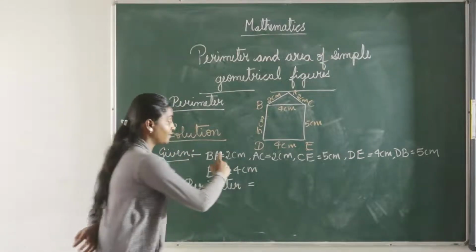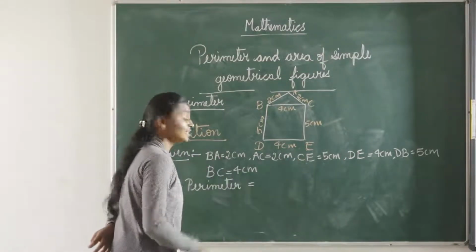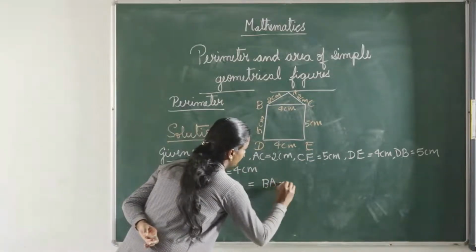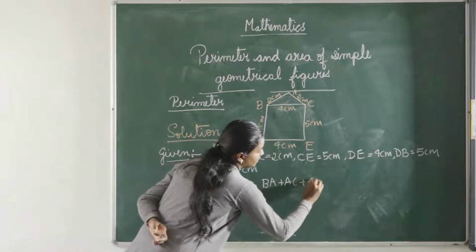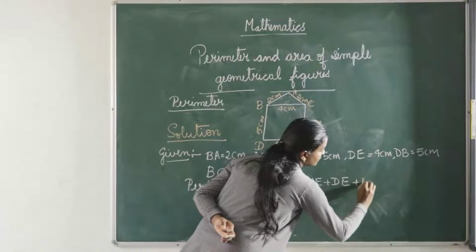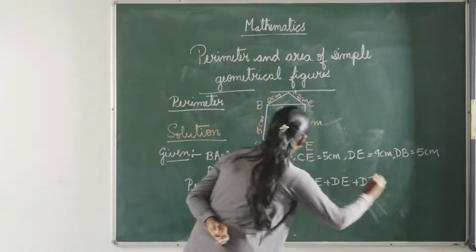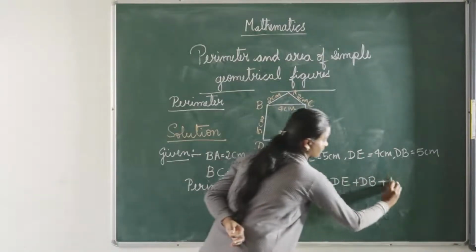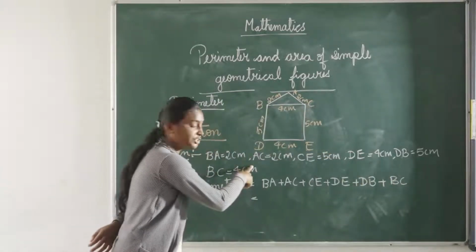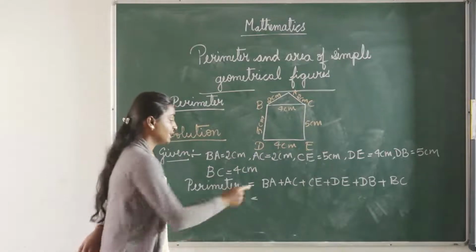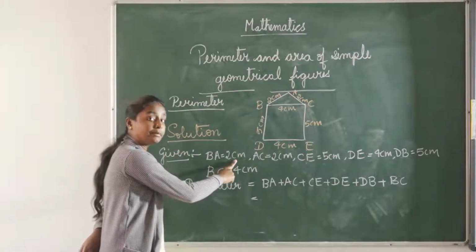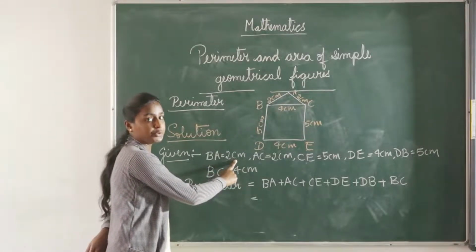So before adding, we have to write each side with an additional symbol. BA plus AC plus CE plus DE plus DB plus BC. So now write the measurement. One thing, children, while writing measurement, you should not leave centimeter. Compulsorily you have to write unit.